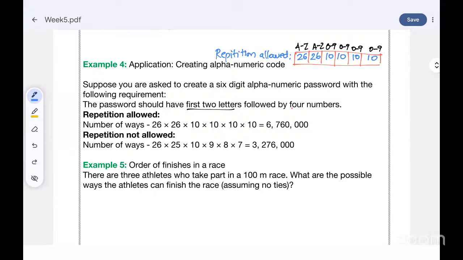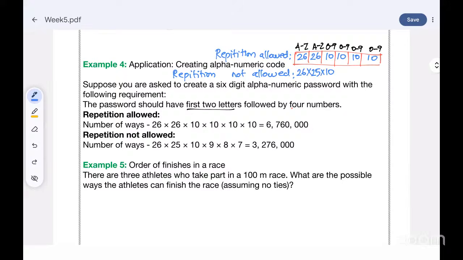Now when repetition is not allowed, the first option does not have any problem. The first option, 26, is possible. But for the second letter, the number of letters to choose from reduces to 25. And then the numbers again start from 10.